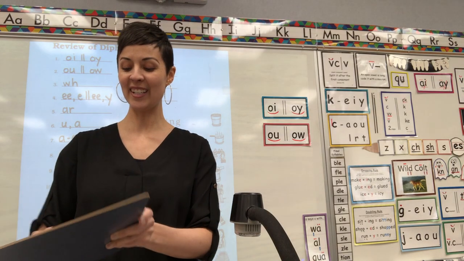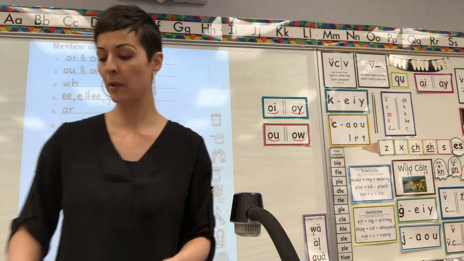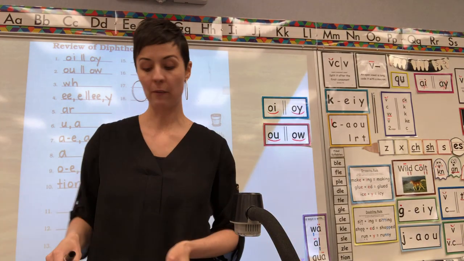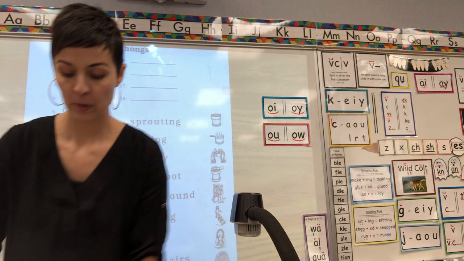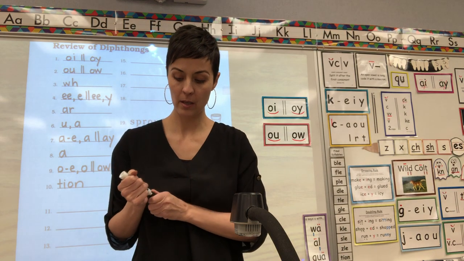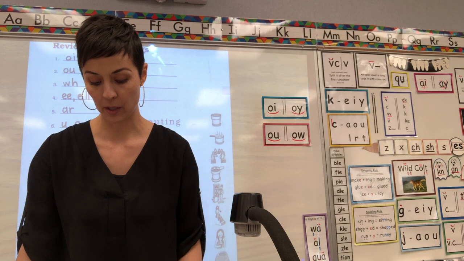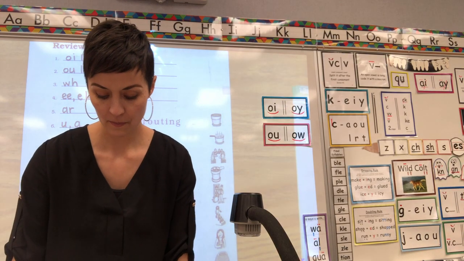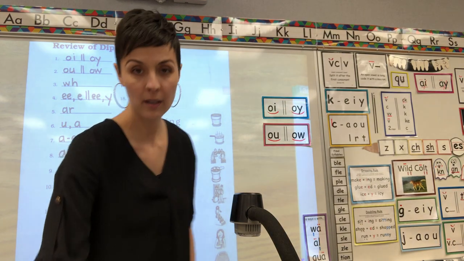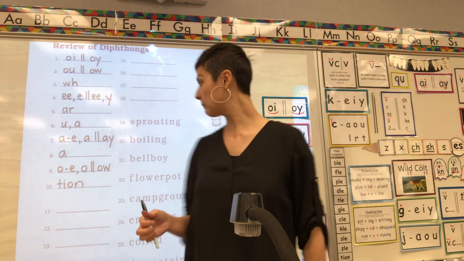Good work. Erase, erase. And let's put whiteboards away or paper, whatever you're using. Let's put those away and we will come on our paper to number 11. We'll come back to our worksheet. Okay, by number 11, spell for me the word.